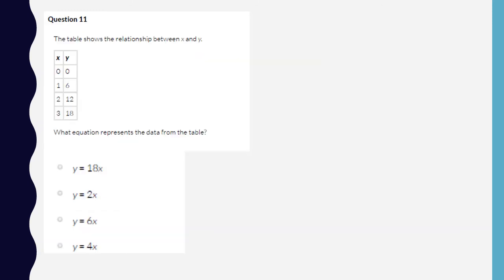The table shows the relationship between x and y. Which equation represents the data from the table? So 0, 0, if I plug that in here, these are all a number times x, and 0 is going to always equal 0. So that's not going to be a good point to test. So I'm going to do 1 and 6. So here's my ordered pair. That's what it's going to look like.